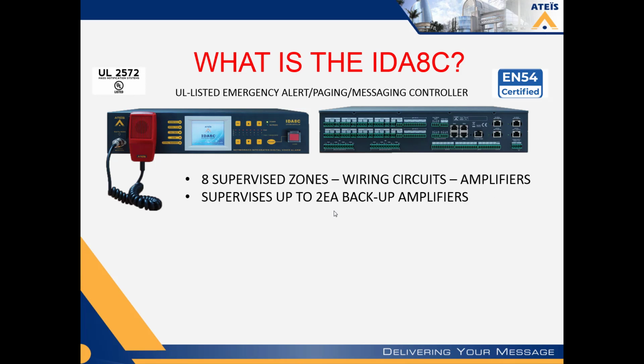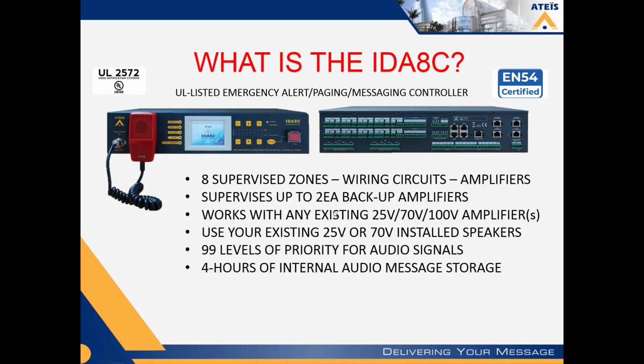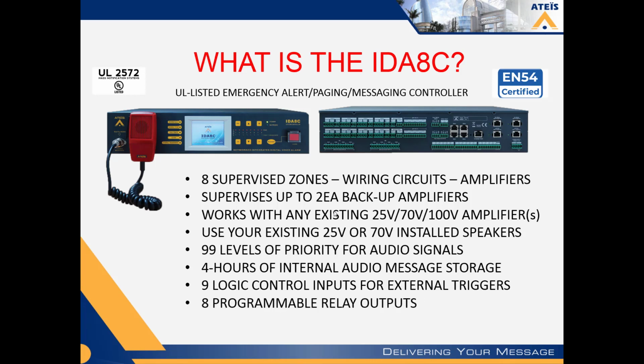And like we said, the requirements of UL2572 are, these are some of the key features that the ID8 system does. It has 8 supervised zones on each unit, supervising the wiring circuits and all the amplifiers. Each one of these units will handle up to 2 external backup amplifiers, and those are fully supervised as well. And this will work with any existing external 25 volt, 70 volt, or 100 volt amplifiers. 100 volts is used everywhere in the world except for North America.